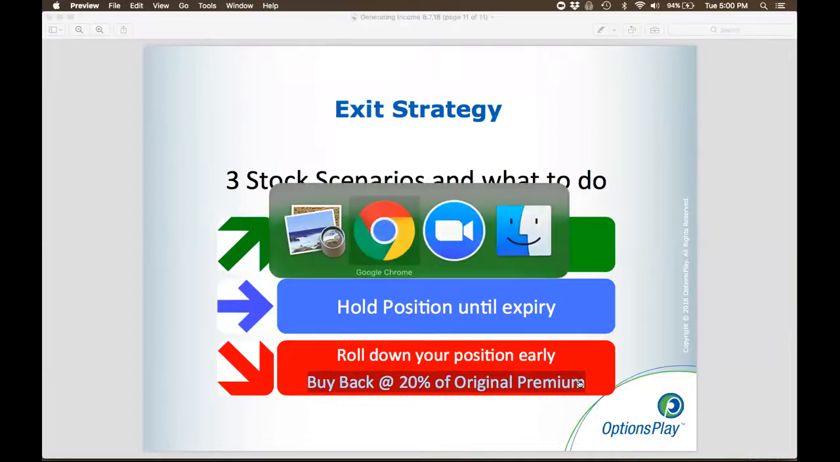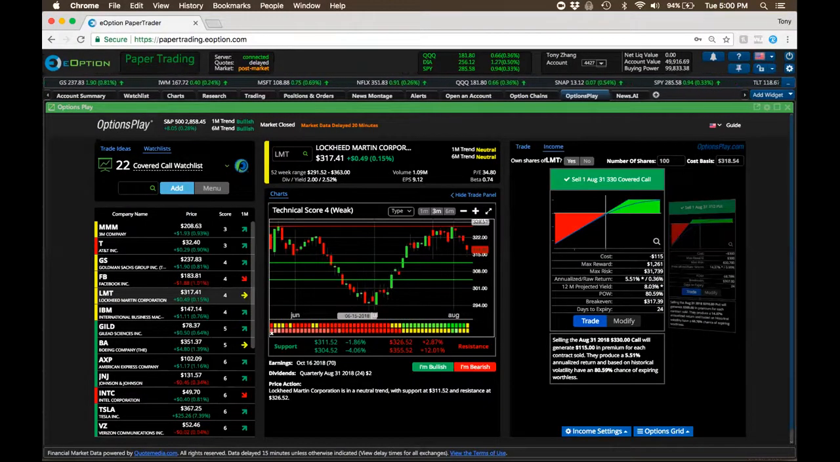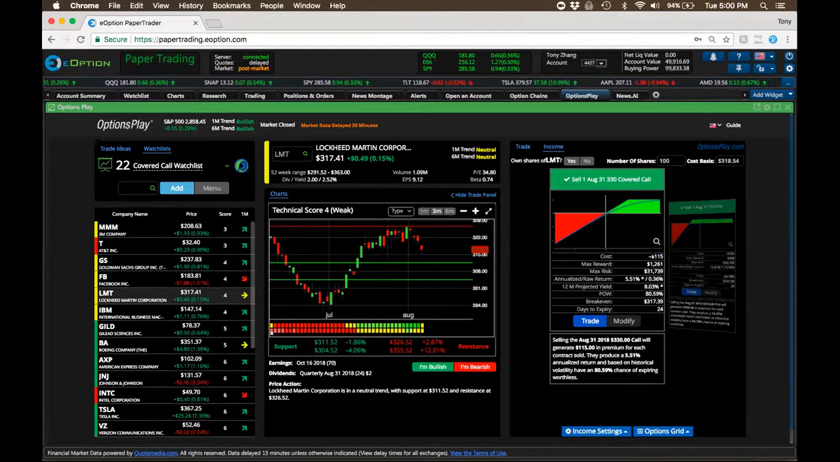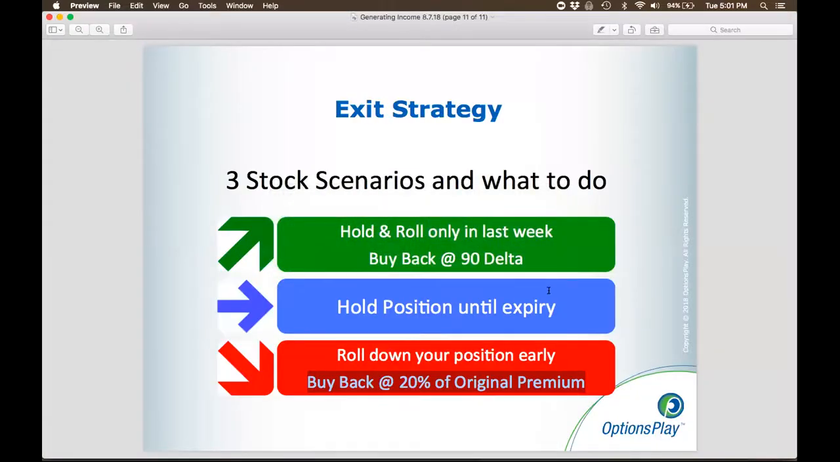So let's say we're selling this Lockheed Martin call, and as you can see, it's trading at $1.15. So let's say you collect a little over $1 on this trade. Once this call is worth 20 cents or less, so 20% of the original income that you received, that's when you want to buy it back and maybe sell another one. If this stock drops down to 300 next week, this call will be virtually worthless. You sold it for 115, you buy it back for 20 cents, so you collect the 95 cents that you've made on the trade, and you can sell another call immediately right after that. That's where you want to consider what we call rolling down the position early.